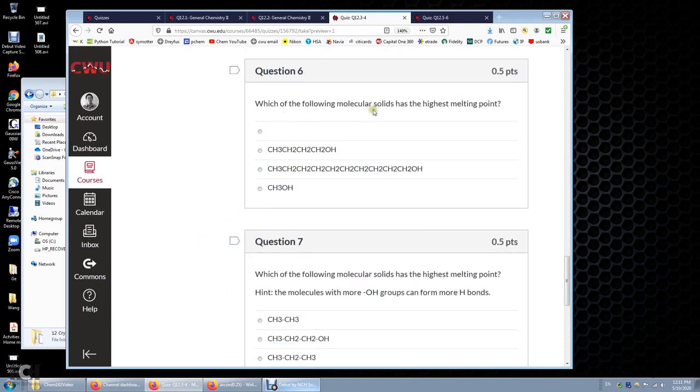Which of the following molecular solids has the highest melting point? Okay, they look similar. They all have an OH, OH, OH. Now just pick the one with the greatest dispersion. Very long carbon chain. There's going to be a lot of dispersion between two neighboring molecules of this kind. Okay, I need to count the number of carbons. 1, 2, 3, 4, 5, 6, 7, 8, 9, 10. Decanol.